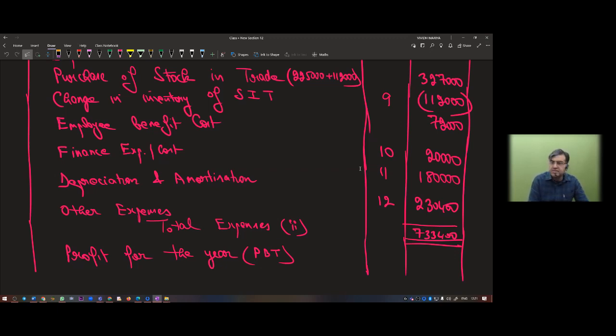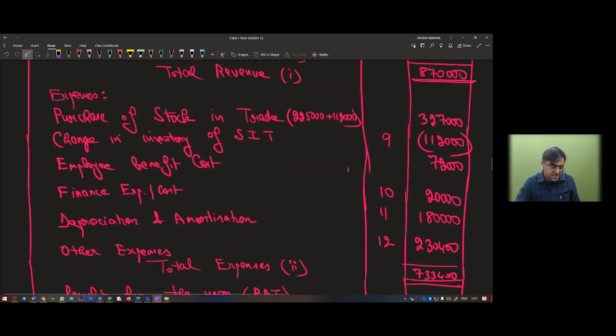3,27,000 minus 1,12,000 plus 72,000 plus 717,400 minus 870. The amount is 152,600. This total is wrong. So one is total expenses, total is wrong. Okay.